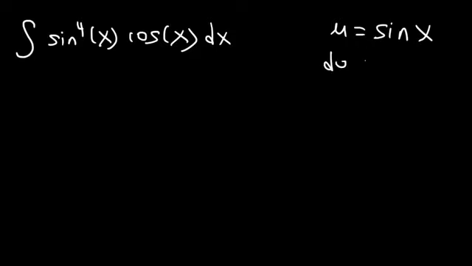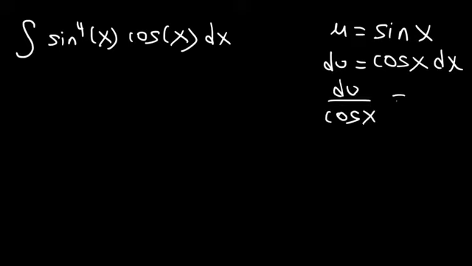And du will be equal to cosine x. And since there's only 1 cosine, this will be completely canceled. Solving for dx is going to be du divided by cosine x. And don't forget that last step. Always isolate dx.